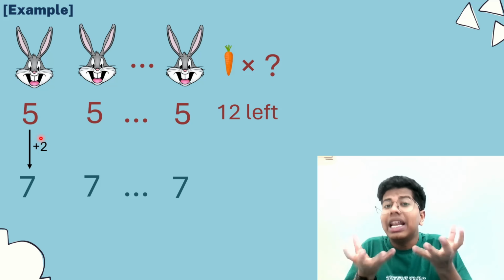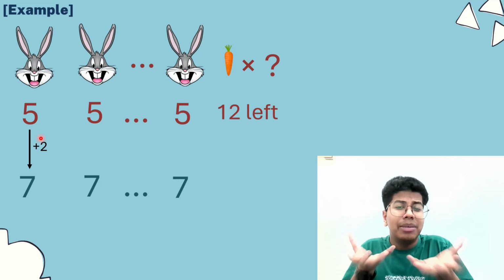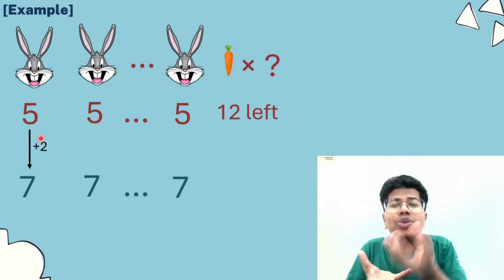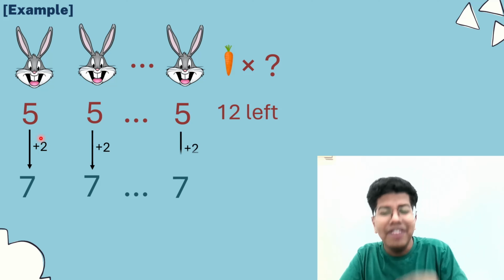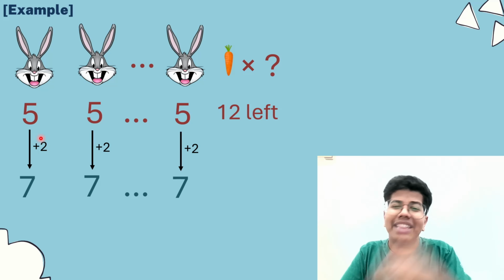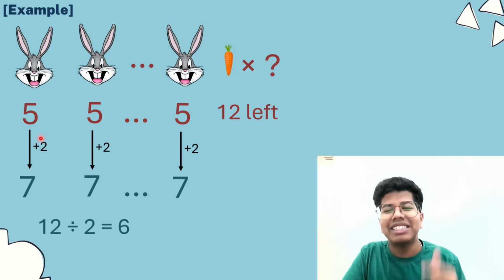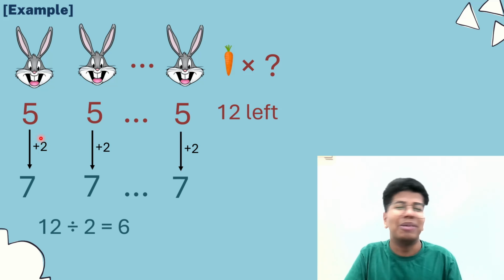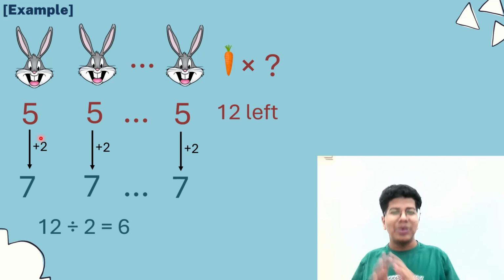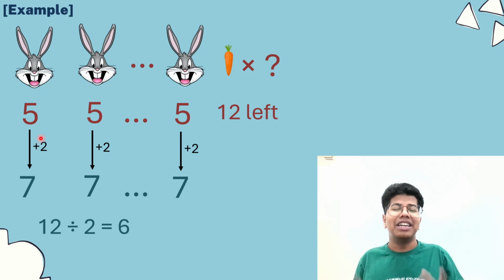But now in total I have 12. How can I distribute this 12? Everyone gets 2. So how many bunnies can I give this to? Yes, to find out the number, it's nothing but 12 divided by 2, since everyone gets 2, which is nothing but 6. This means the total number of bunnies present here is 6.